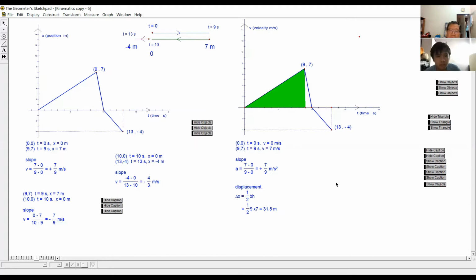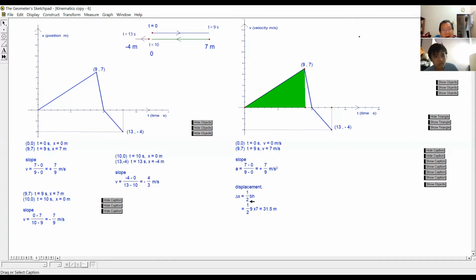So things that we can interpret directly are the position and the velocity. Things that are hidden are the acceleration and the change in displacement. Now, why do I say change in displacement instead of displacement?